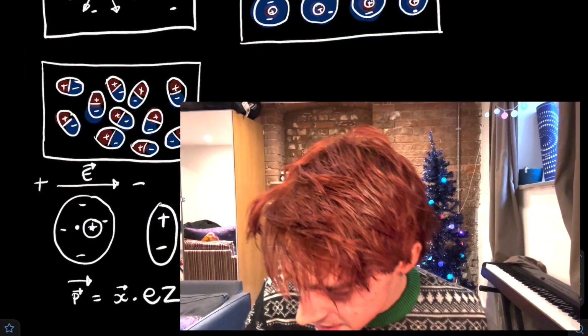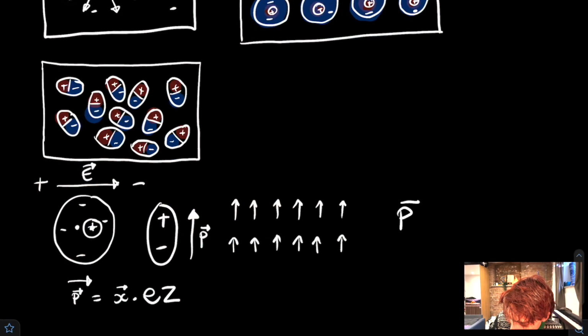So what we've shown is that applying an electric field to any material which contains atoms or molecules will induce a macroscopic dipole moment across the material. And this is called a macroscopic polarization. And this is normally given the symbol capital P right here. So this isn't the dipole moment, which is lowercase p. This is capital P. This is the macroscopic polarization.